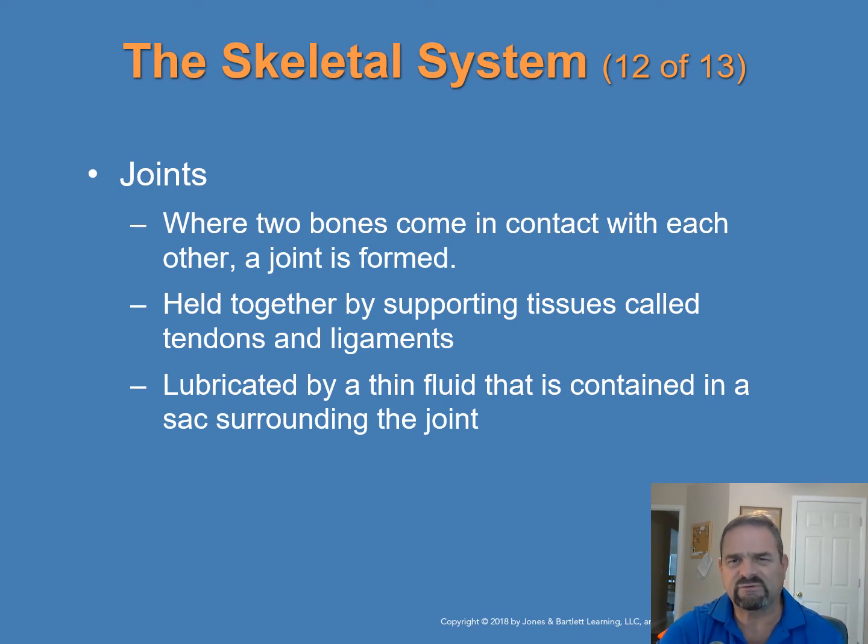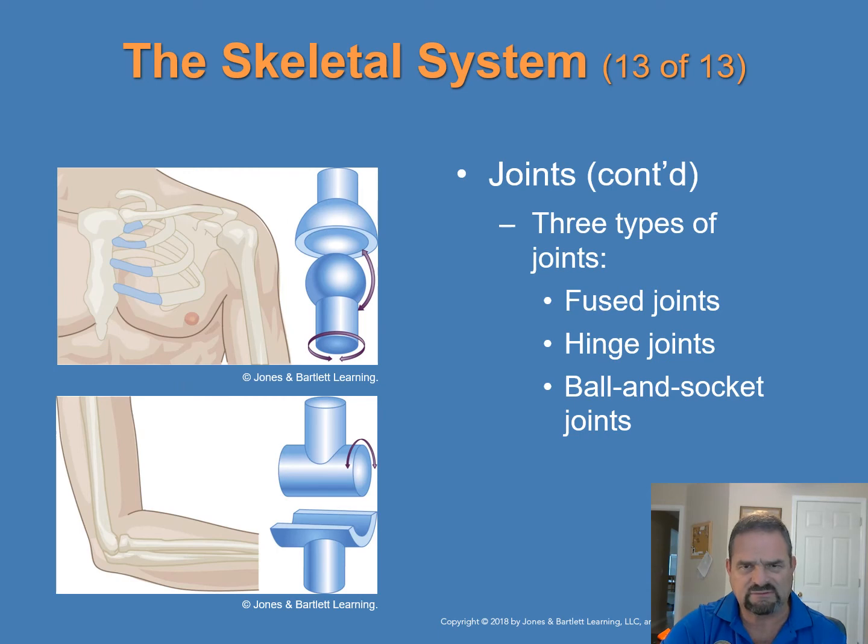Joints. This is where two bones come in contact with each other. A joint is where it's formed. It's held together by supporting tissue called tendons and ligaments, and it's lubricated by a thin fluid that's contained in a sac surrounding the joint. That's called synovial fluid.